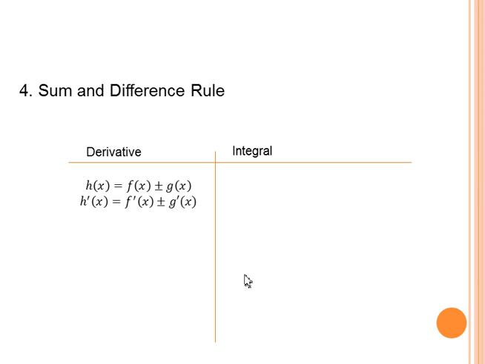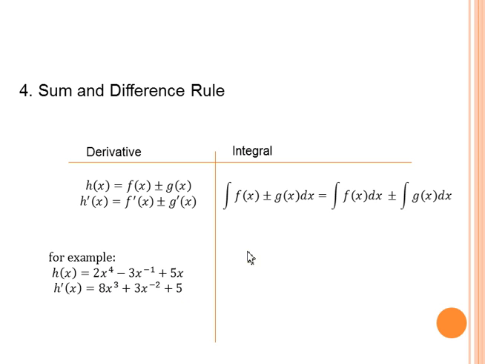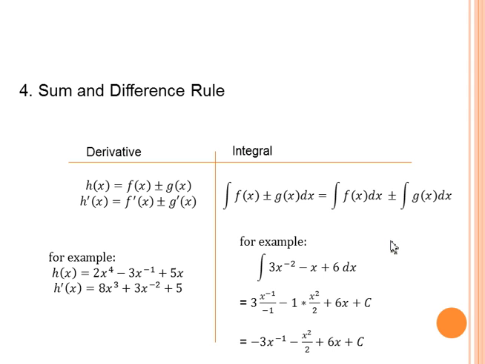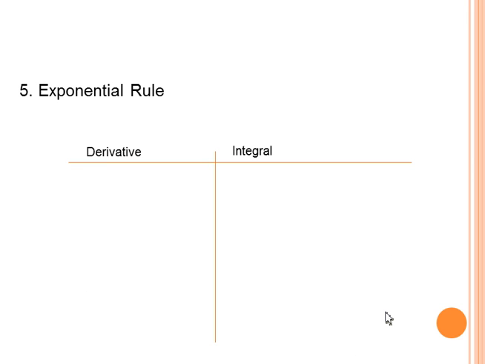If we're adding or subtracting, we just add or subtract derivatives. You can go through and work that out. Same thing with integration. You just add or subtract each individual piece. And you can get as crazy as you want. Just don't forget your c.